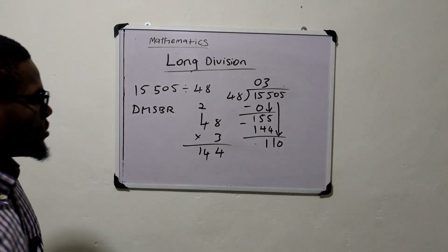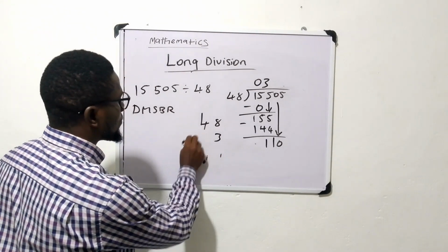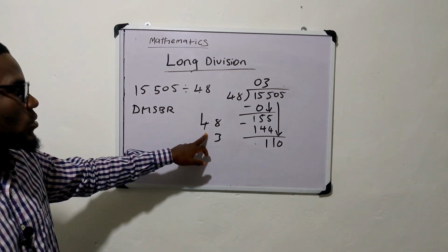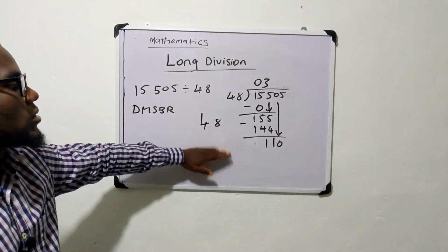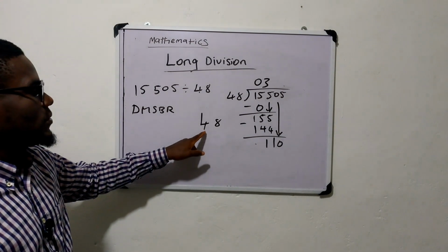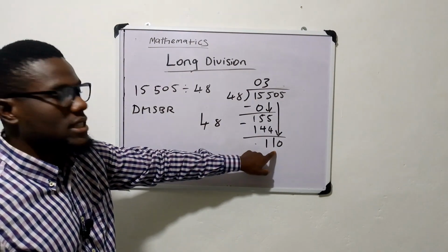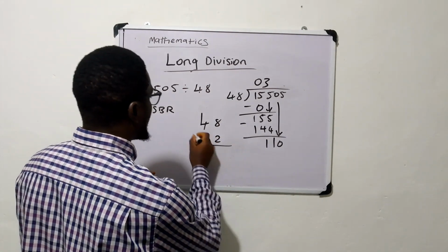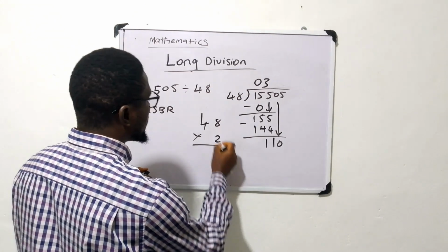The same procedure, we come over here. We know that the 4 here is in the tens position. That is 40. When you multiply 40 by 2, you get 80. When you multiply 40 by 3, you get 120. And 120 is more than 110, so we take 2. When you multiply 8 by 2, you have 16. Write 6, and carry the 1 here.